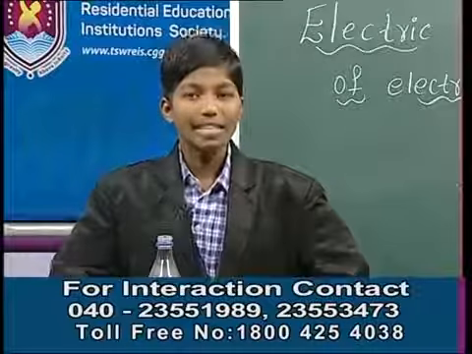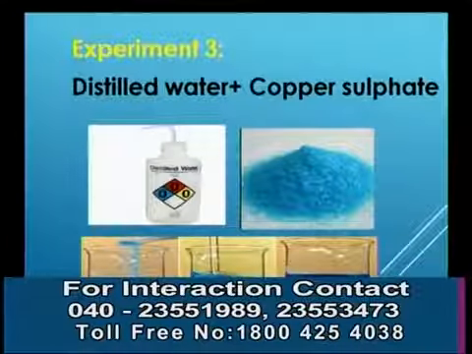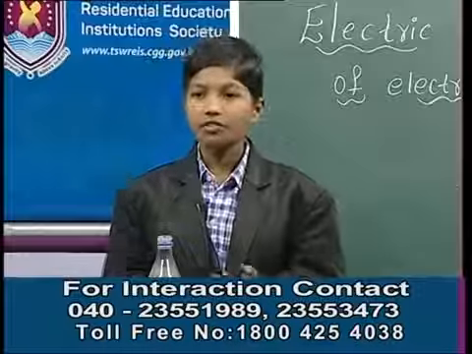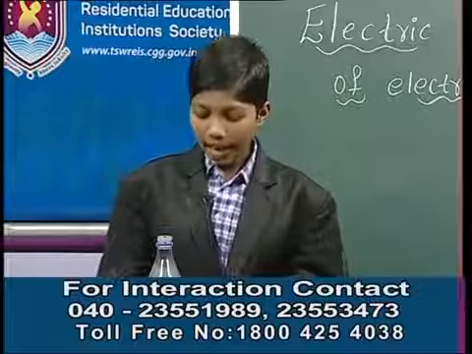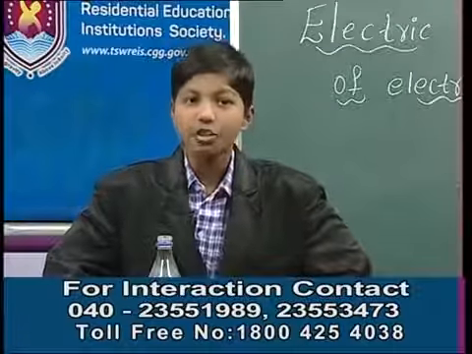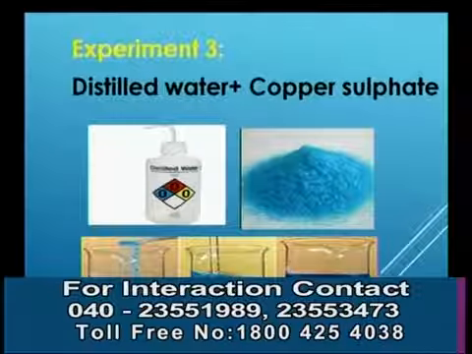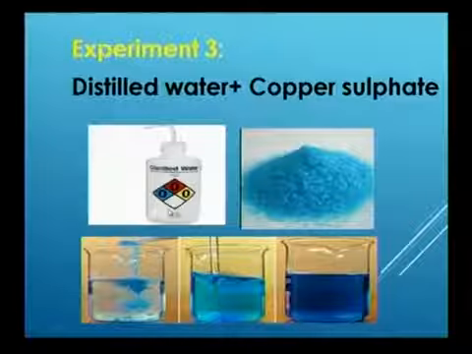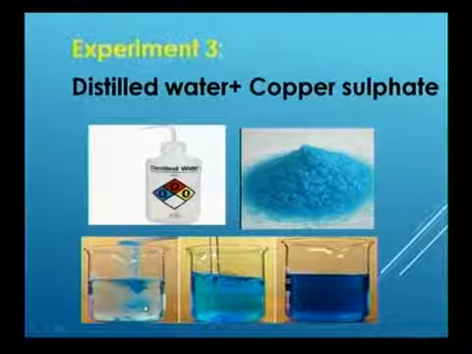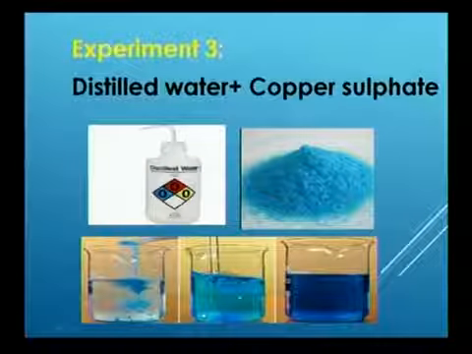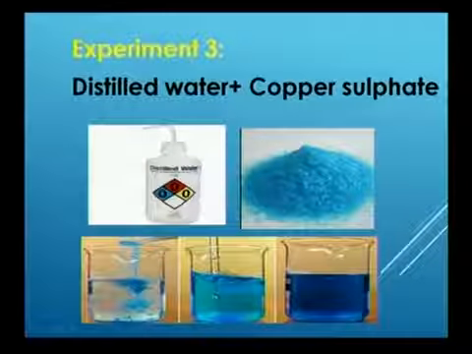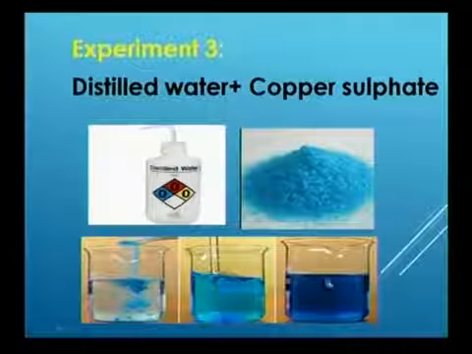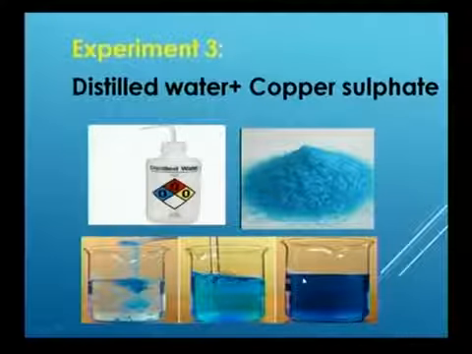Distilled water with copper sulfate. Friends, this is copper sulfate, which we have already seen. When we added the copper sulfate to our distilled water, the LED bulb glowed. See this picture, friends. This is distilled water. When we add copper sulfate and mix it with water, the water becomes blue or navy blue in color.